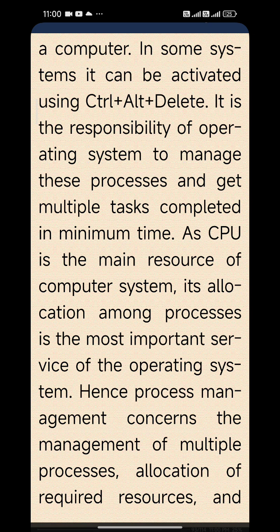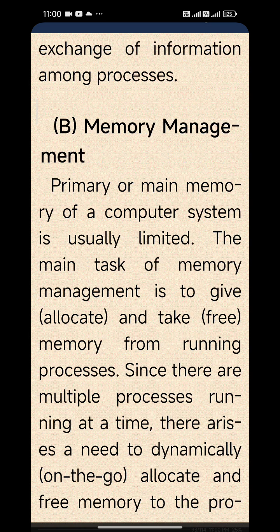It is the responsibility of the operating system to manage this processing and get multiple tasks completed in minimum time. As the CPU is the main resource of a computer system, its allocation among processes is the most important service of the operating system. Hence, process management concerns the management of multiple processes, allocation of required resources, and exchange of information among processes. B. Memory management.